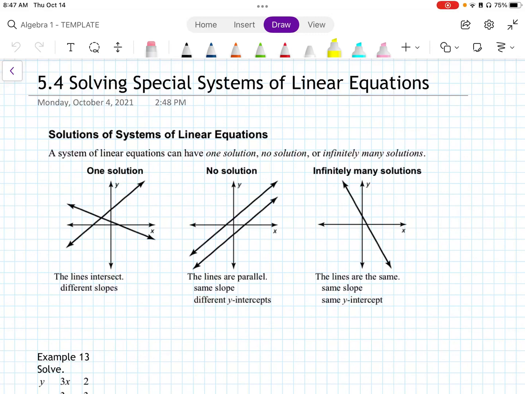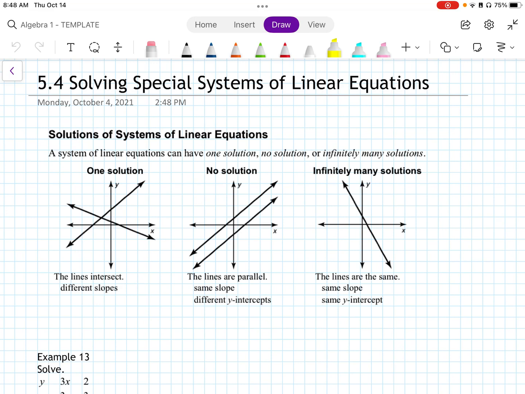All right, 5.4, solving special systems of linear equations. So remember that what we're doing so far in this chapter is we're finding the point where two lines cross, right? We're finding that point. We started off by graphing, and then we used substitution, and then we used elimination after that. Now we want to look at some special case scenarios.